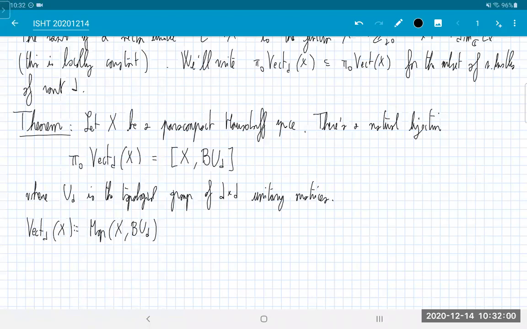You have to hunt a bit to find a space that's not paracompact Hausdorff. Every manifold is paracompact Hausdorff. Well, by definition, actually, it's part of the hypothesis of a manifold. Okay, is it clear? Can we start?